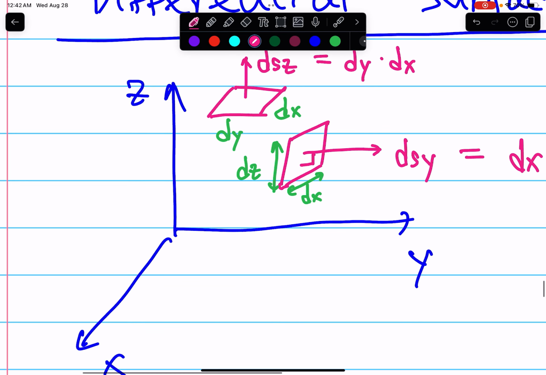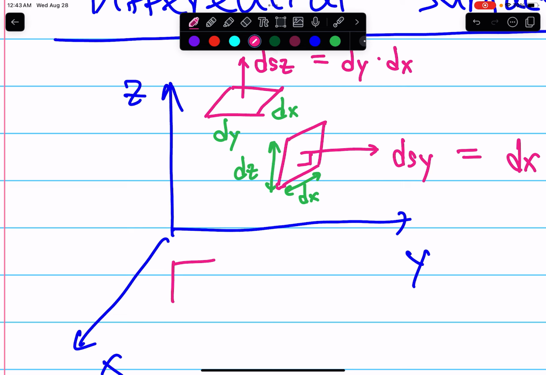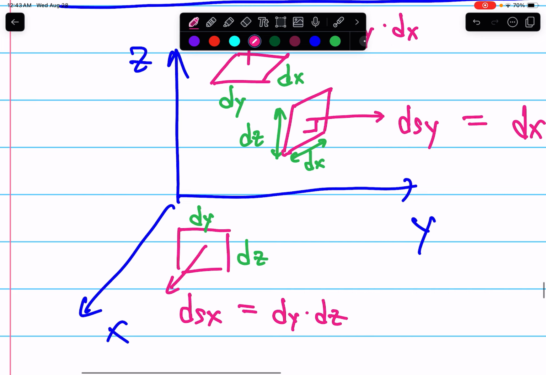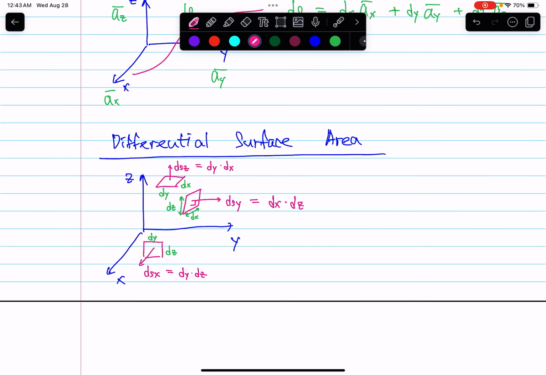Okay, and similarly, if you have a surface that looks like this, where the vector is pointing along the x-axis direction, that'll be dx, and the resulting length would be dz, and that's dy and dz. So this guy would be dy dz.